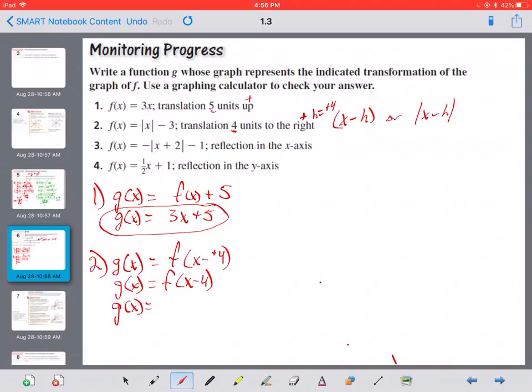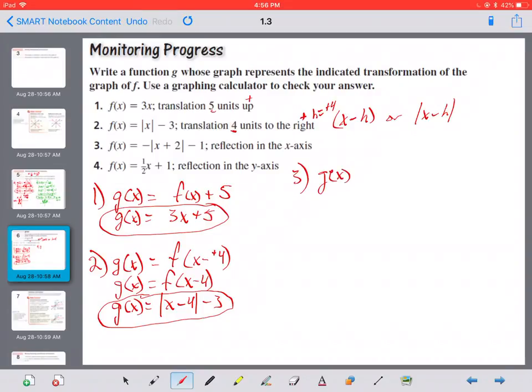So now instead of x inside the absolute value marks, I'm going to have x minus 4. So absolute value of x minus 4 minus 3. And then I look for simplifications. I can't simplify the absolute value. I can't subtract the 3 from the 4 because it's locked inside the absolute value, so I'm finished.